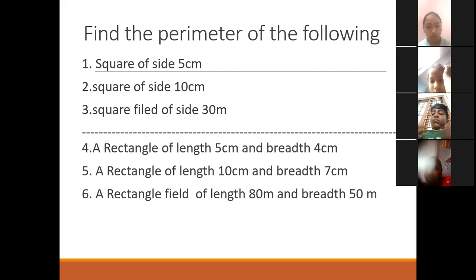Sir? Yes. Can you tell the answer of the third one? Please. Sir, the third one answer is 30 into 4 is equal to 120 centimeters, sir. Yes, 120 is the right answer.